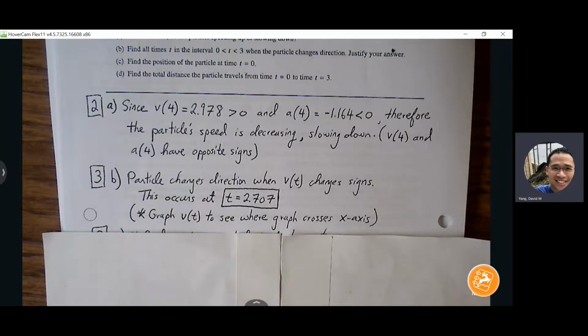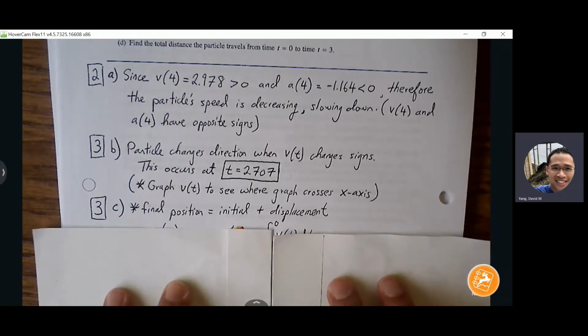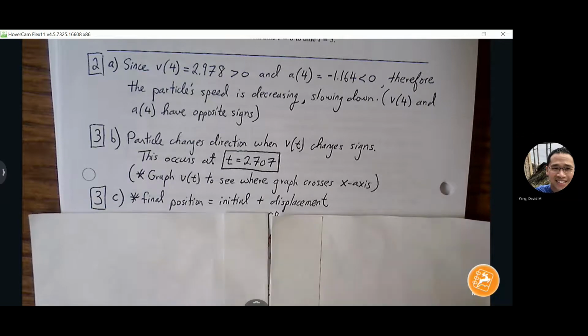Part C, find the position of the particle at time t equals 0. So anytime I'm looking for position and I'm given a starting point and I'm given velocity or given a way to get displacement, then I'm always going to go back to this formula here. Final position equals initial plus displacement.